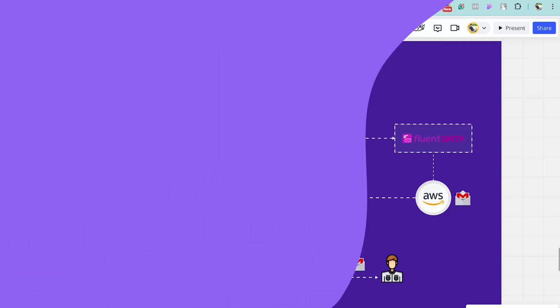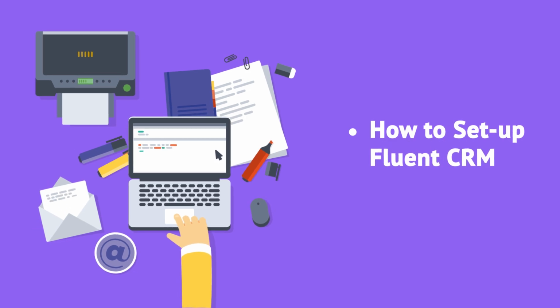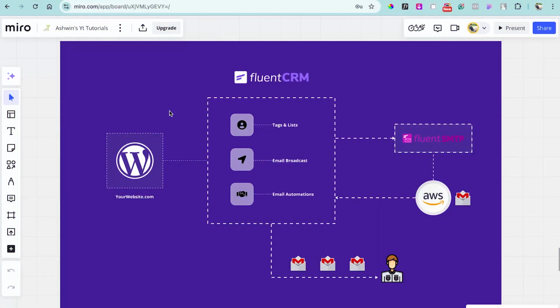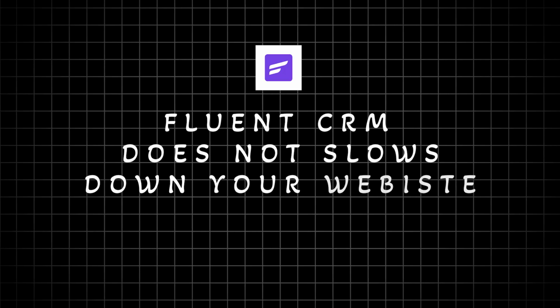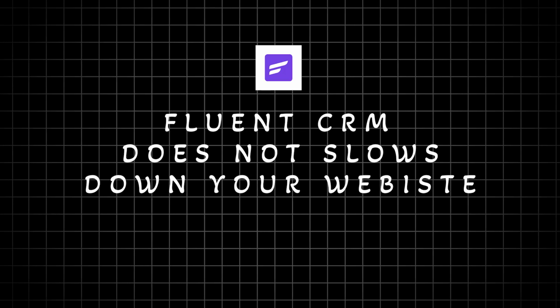First of all, we're going to cover how to set up Fluent CRM on your WordPress website, meaning what are the things that you need in order to get started with Fluent CRM. And we're going to look at all the aspects that you get in the free version, meaning how to use tagging, how to use email broadcast, can we even use email automations, and everything that we can do inside of your WordPress website. And let me just break it to you that Fluent CRM does not slow down your WordPress website. Let's get very clear on this.